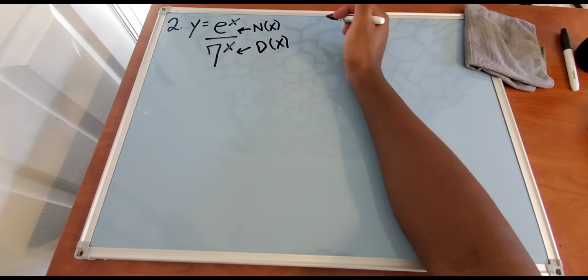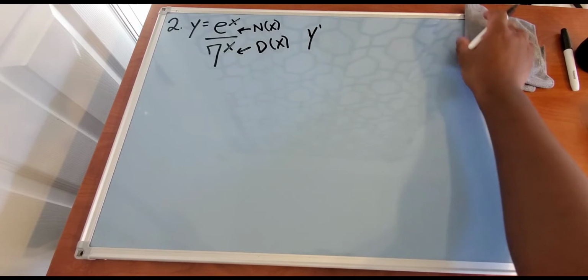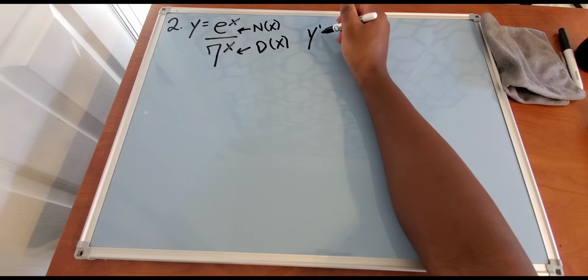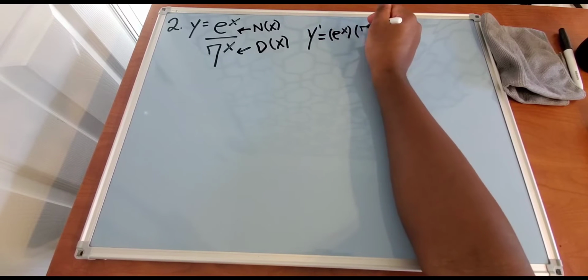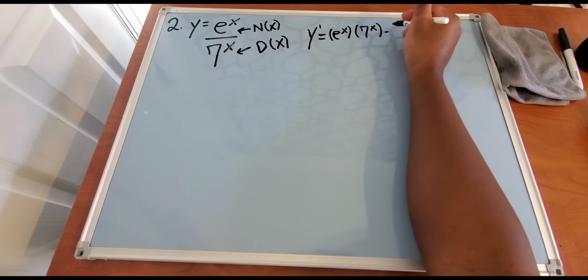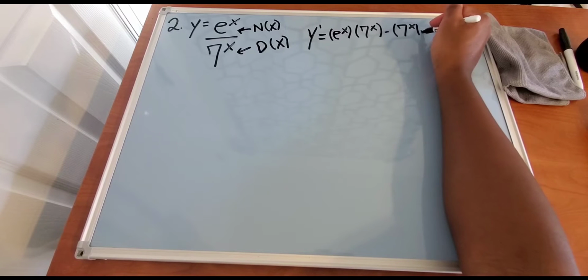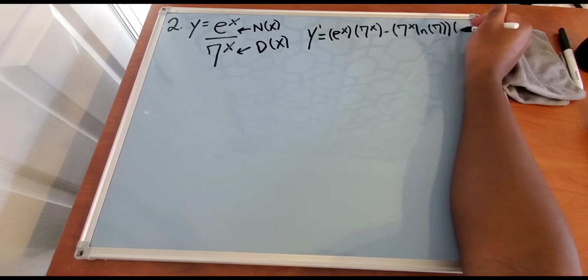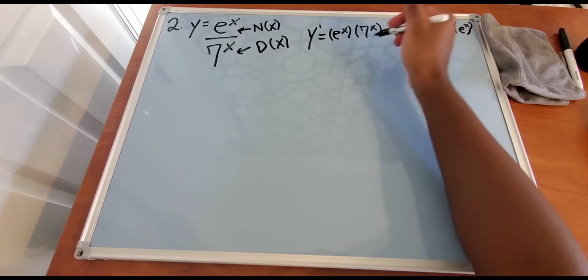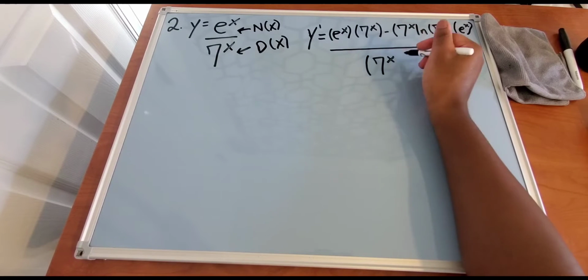So with that, we can just go ahead and apply the quotient rule to actually find the derivative of this function. So the quotient rule states the derivative of the numerator, which is e to the x, times the denominator, which is 7 to the x, minus the derivative of the denominator, which we know is 7 to the x natural log of 7, times the numerator, which is e to the x, all over the denominator squared. So 7 to the x squared.